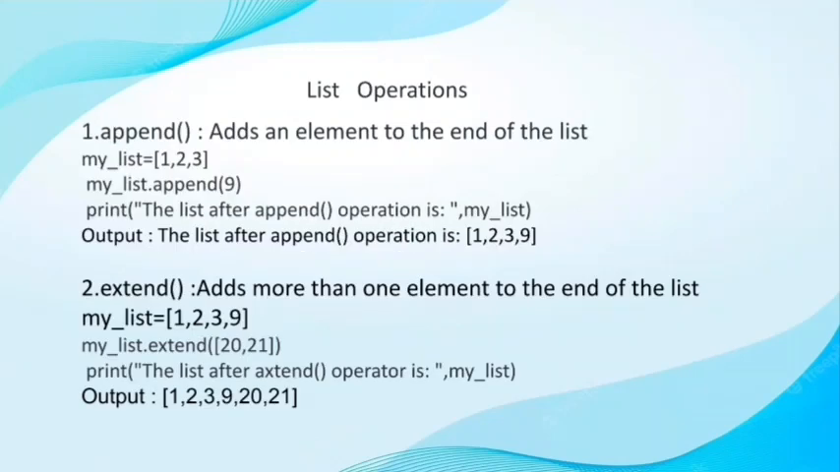And now we shall discuss the operations performed on a list. The first operation is append. By using append, we can add an element to the end of the list. We cannot add it at the start or middle or somewhere else. We can only add it at the end of the list. The drawback of this append operation is that we cannot add more than one element at the end of the list.